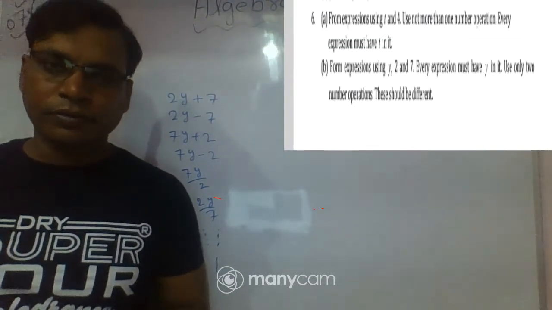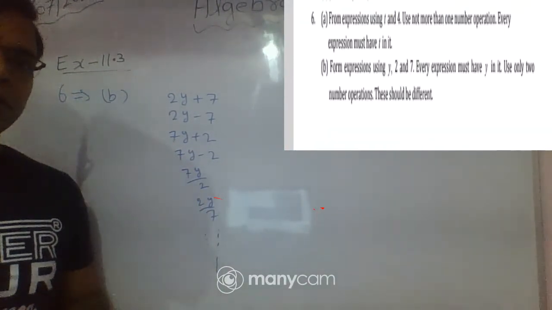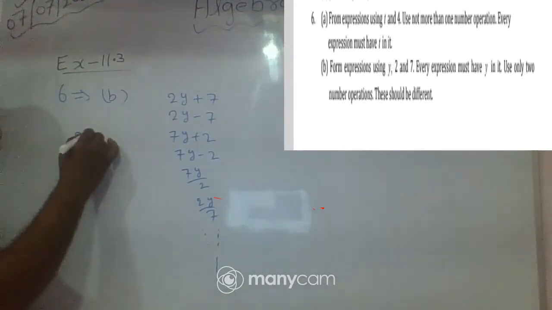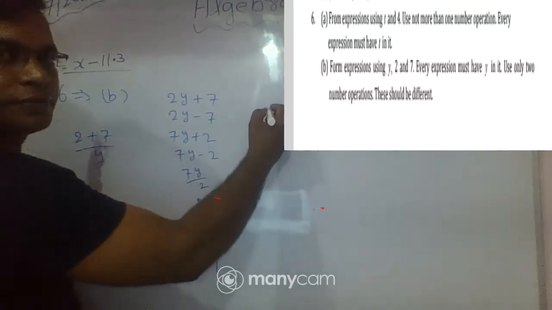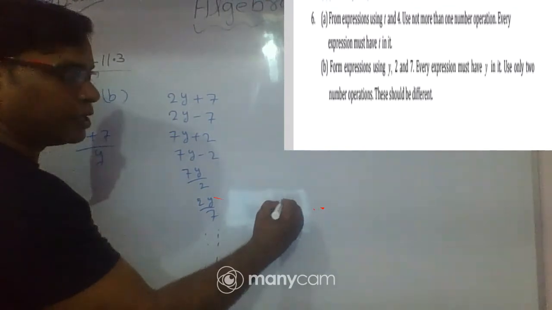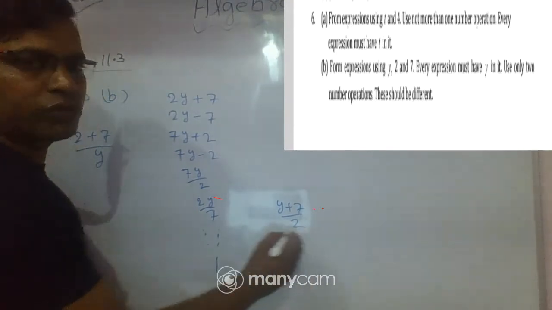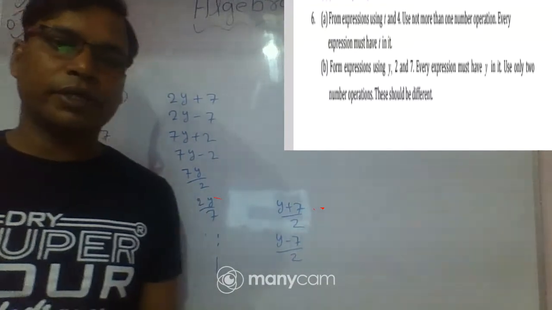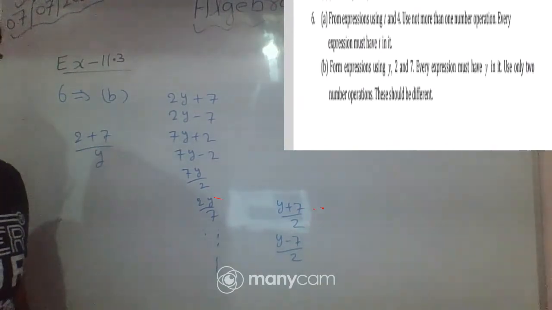So in this way you complete question number 6. You can also find other expressions like this: 2 plus 7 by y, or y plus 7 by 2, y minus 7 by 2, and so on. A lot of expressions you can write. So I hope all of you understood. Such type of questions you can solve and you have no problem.